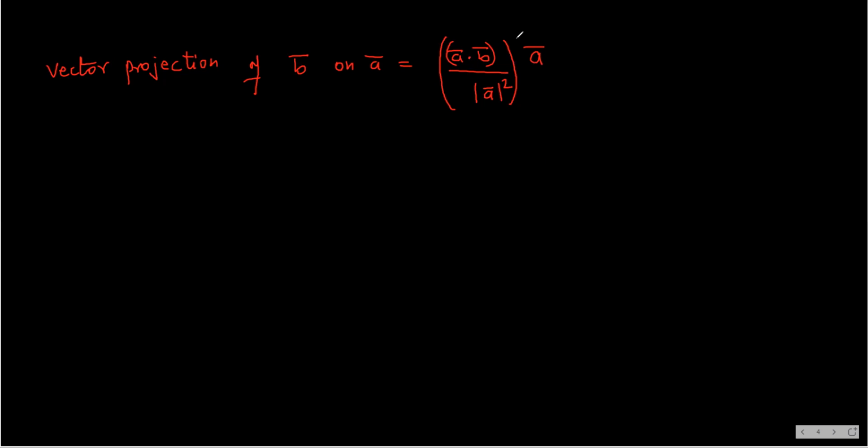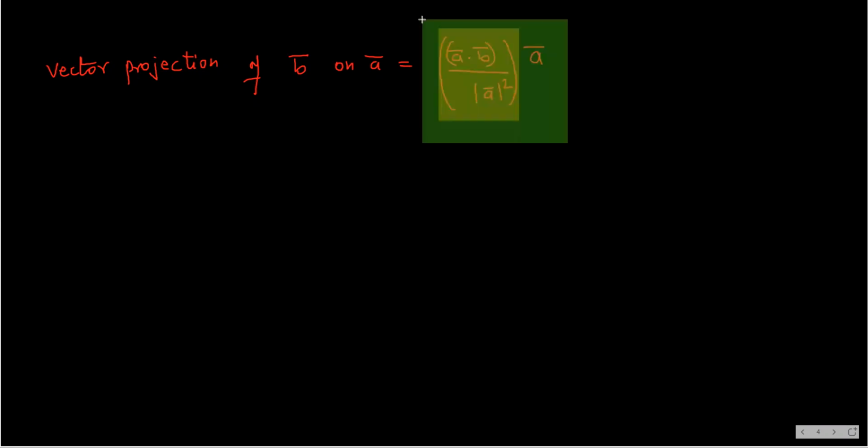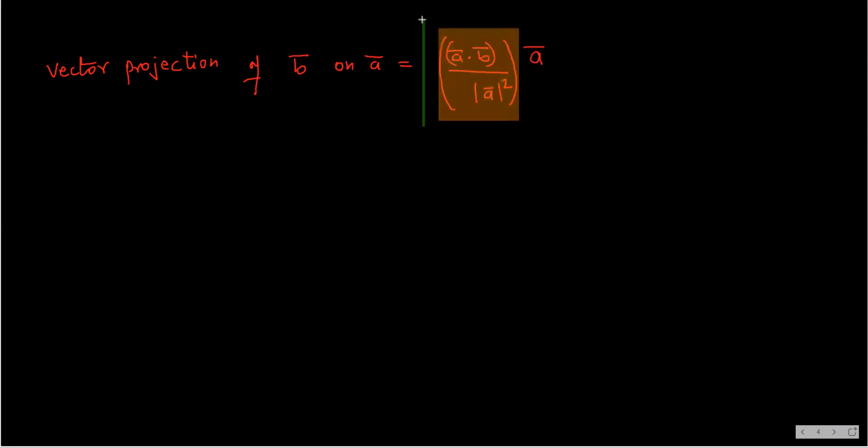Now remember, this thing is not a scalar. It is not a number. It is a vector. How? Because this much is a number, but out here you have a vector. So when a number multiplies a vector, what do you get? You get a vector. So the whole thing here is a vector, and that is what we wanted: the vector projection of B bar on A bar.